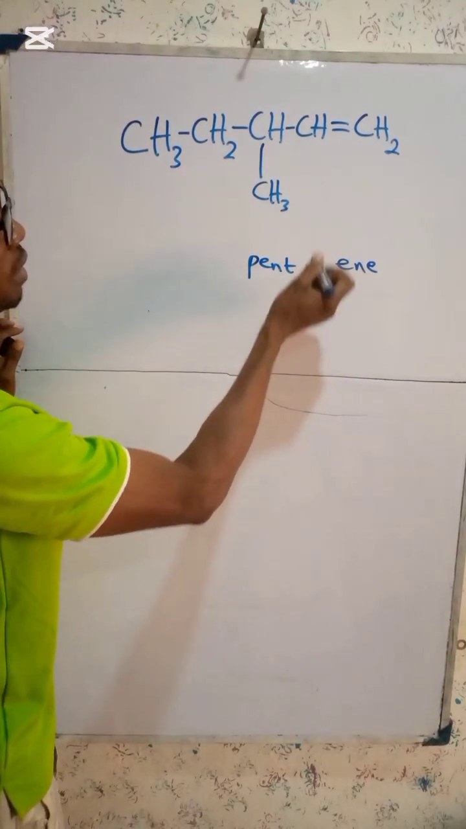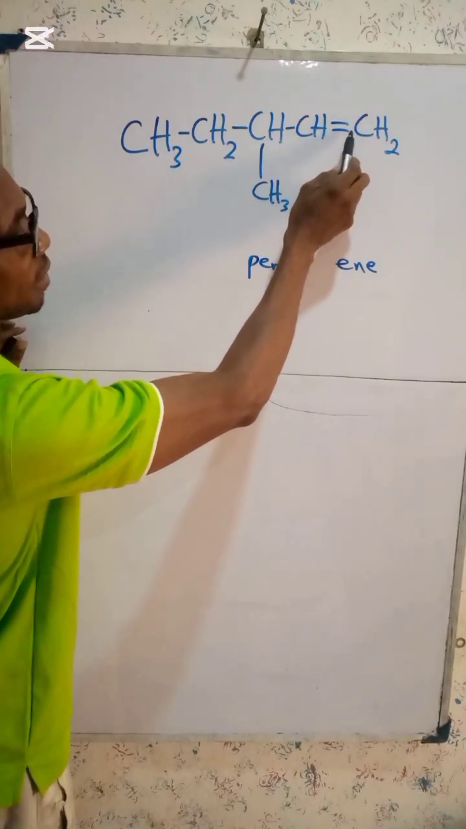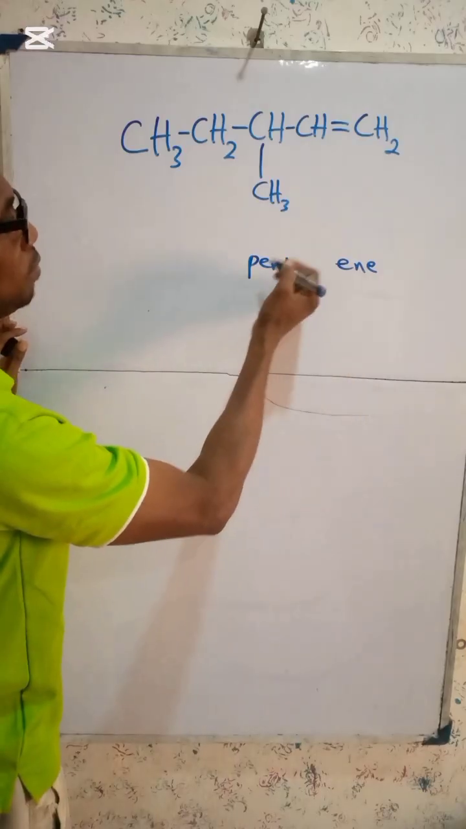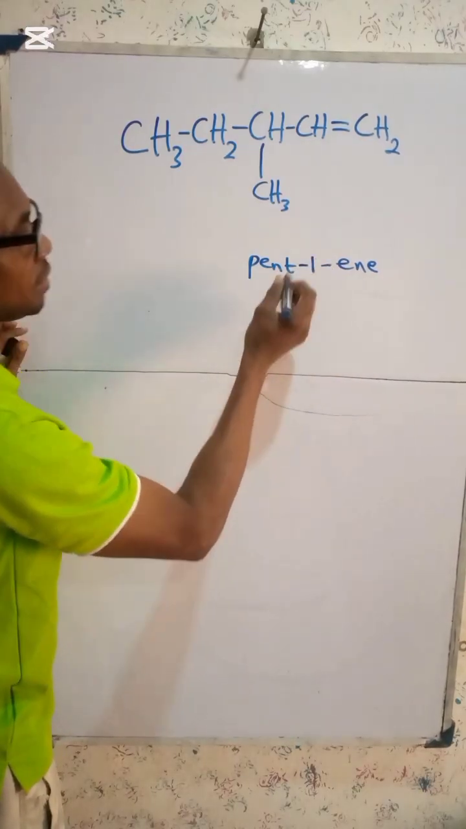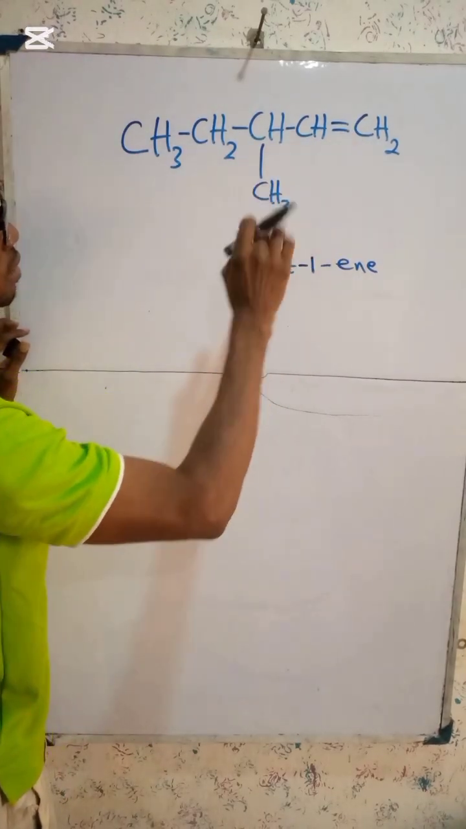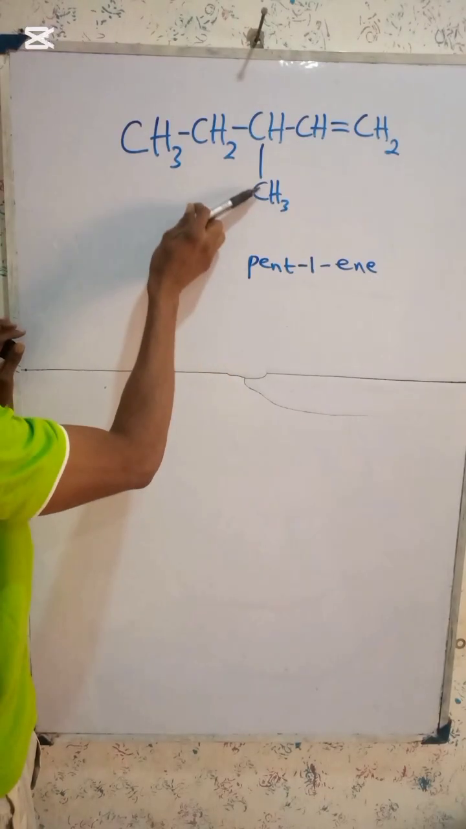This ene is located on the first C. On the first C. So you're going to have Pent-1-ene, because this is on the first C. Right? That's another one. Then look at the branched C here.